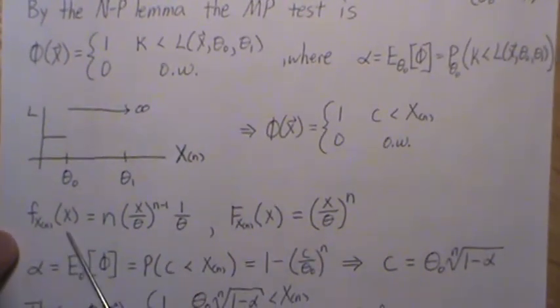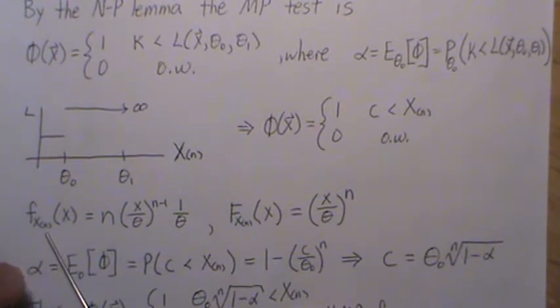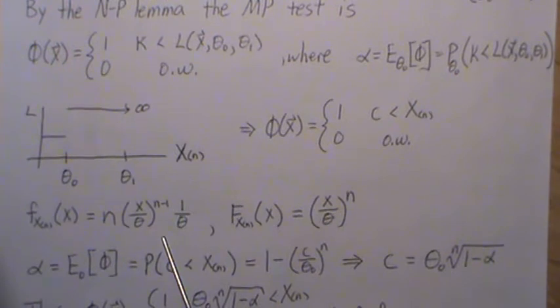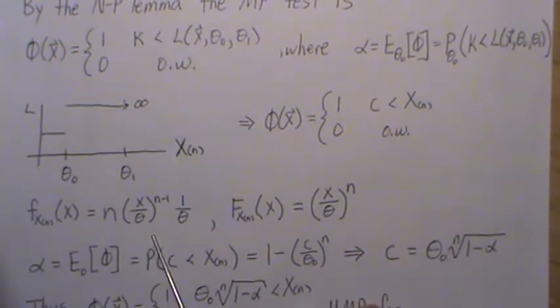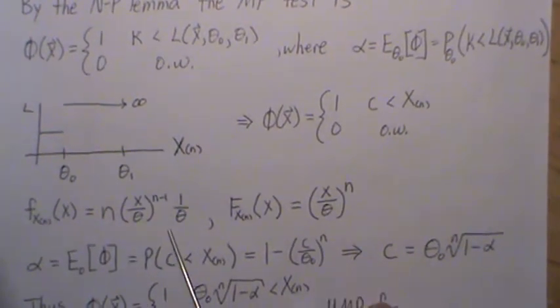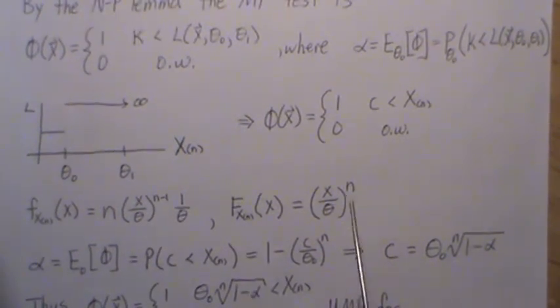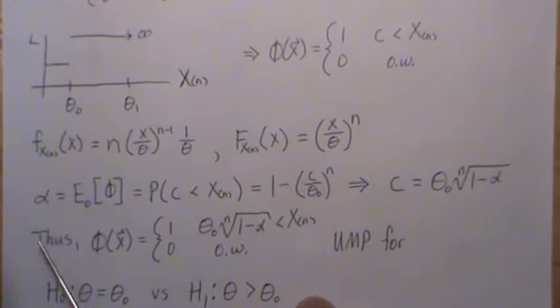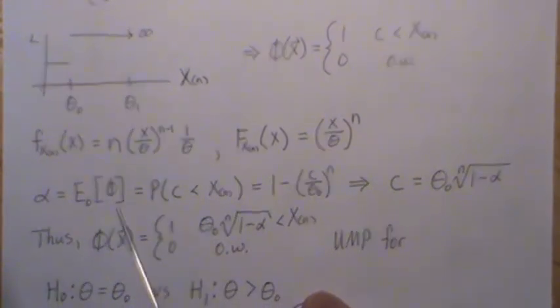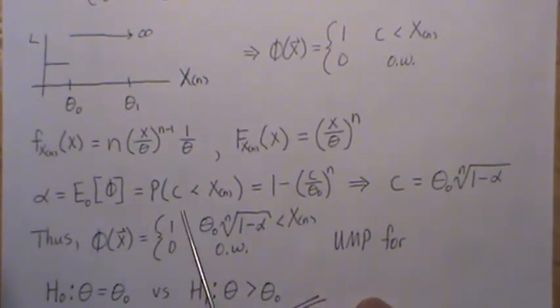So the density for the nth order statistic, or the maximum, is this, and unfortunately we're not going to derive that in this video to keep it at a good length. That's this, and the CDF for the largest order statistic is this. So now let's solve for alpha, which is the expected value of the test function under the null hypothesis, which is this.